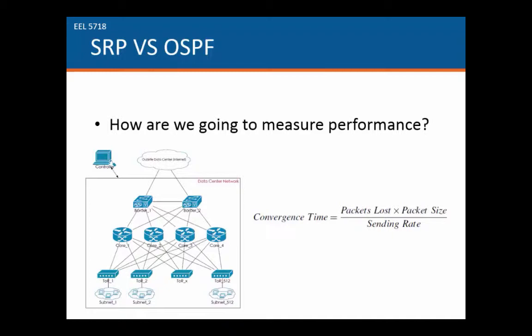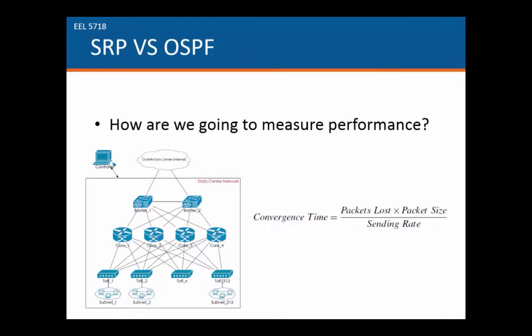So generally what happens is we're going to have so many top of rack switches. First of all, we'll just have as many as we have there, and then we're going to take out a link and measure how long it takes to converge. Convergence time is calculated over there on the right. After we measure that, we're going to do that with SRP and compare it to OSPF.